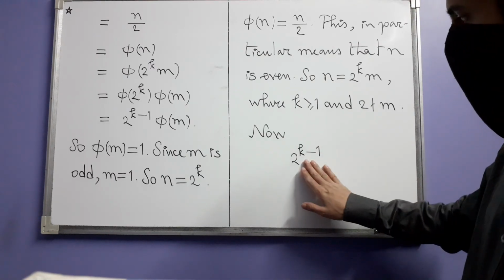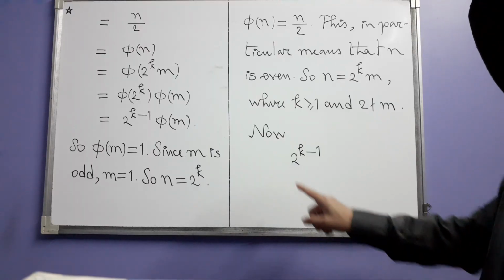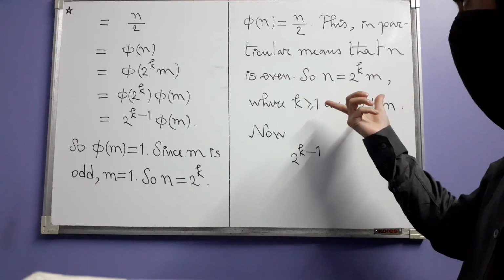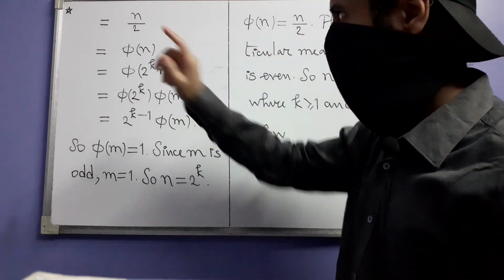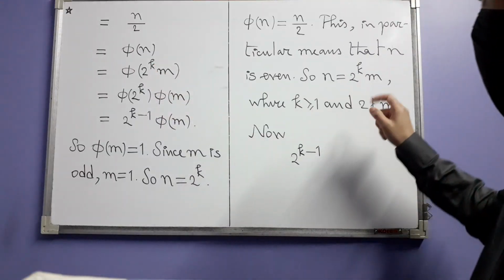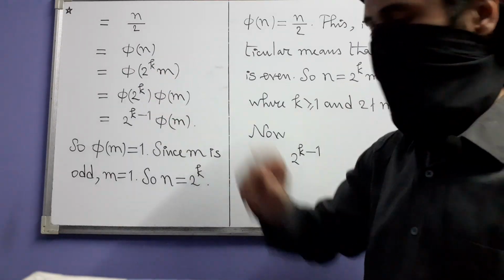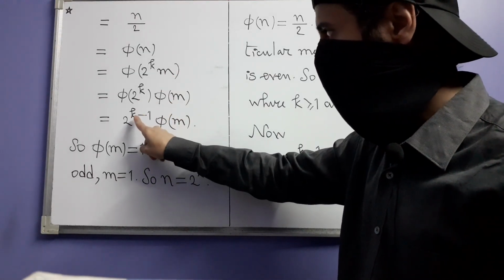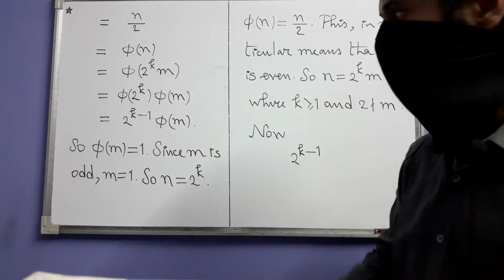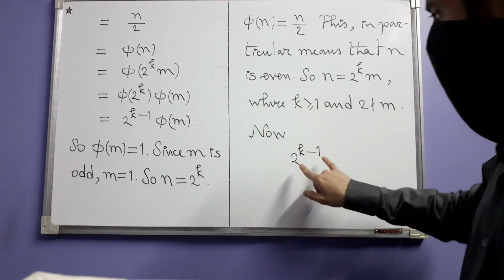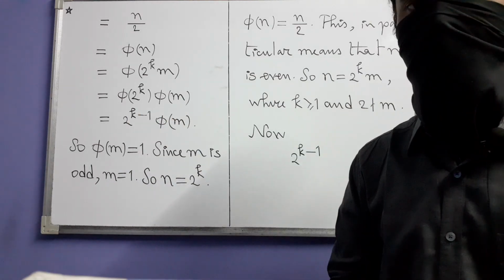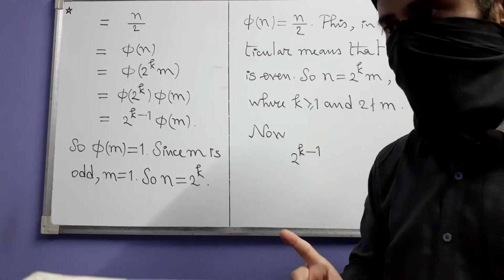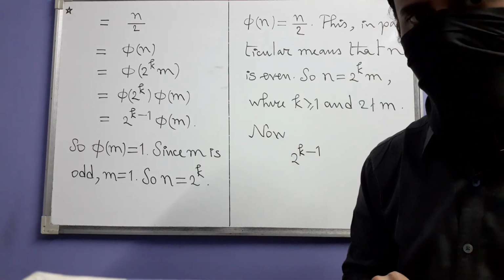So now we consider 2 to the power k minus 1, which is 1/2 of n, n divided by 2. And by our hypothesis, that is equal to phi of n. But n is 2 to the power k times m, and 2 to the power k and m are relatively prime. So you split it like this, and this will be equal to 2 to the power k minus 1, you know how, times phi of m. So we can cancel 2 to the power k minus 1 from both sides, obtaining phi of m equal to 1.